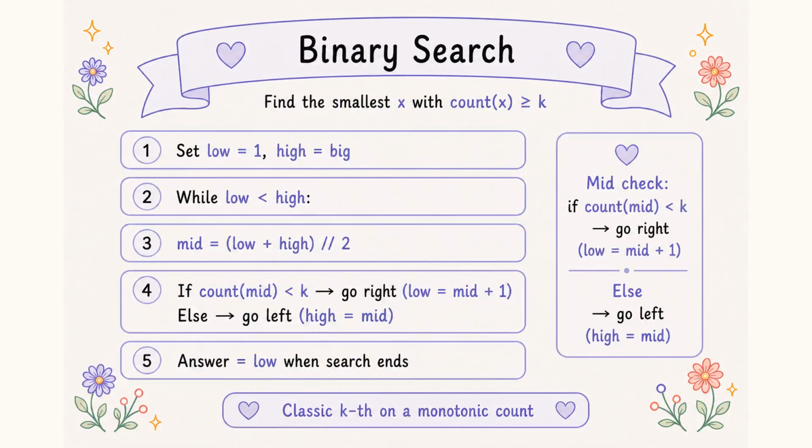Binary search finds the smallest X with count of X at least K. Search from low equals 1 to a large high bound. Take mid. If count of mid is less than K, move right. Low becomes mid plus 1. Otherwise, move left. High becomes mid. When the search ends, low is the answer.